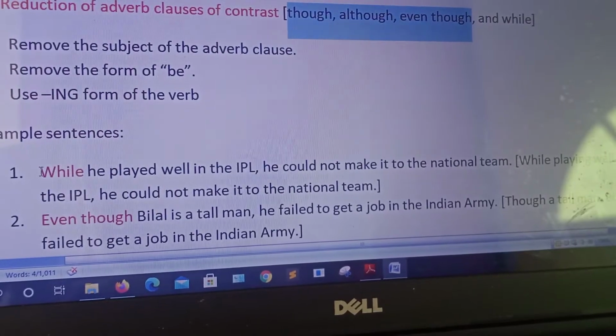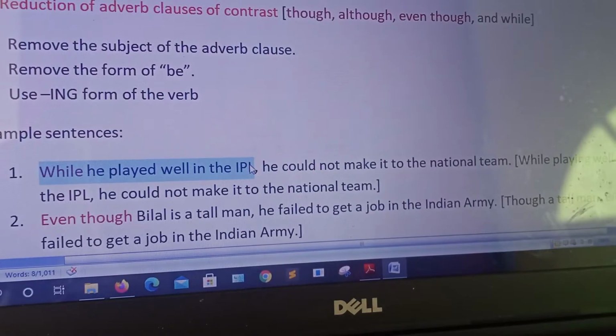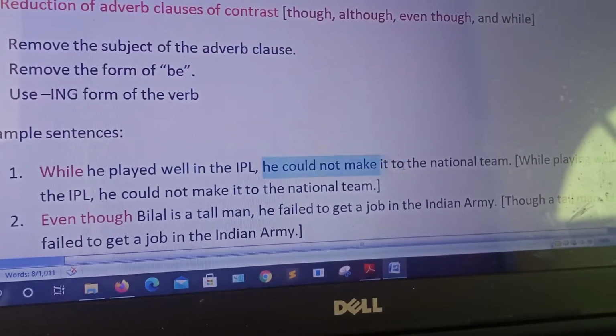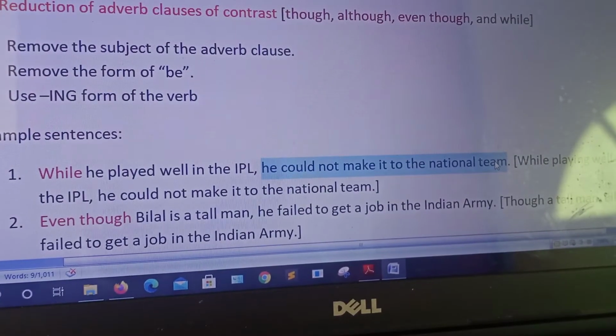At the place of these three we are going to use though. See the first example. While he played well in the IPL, he could not make it to the national team.